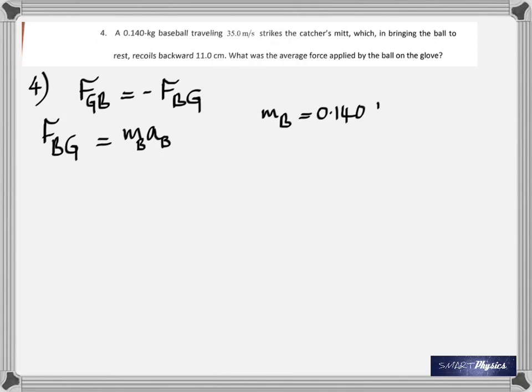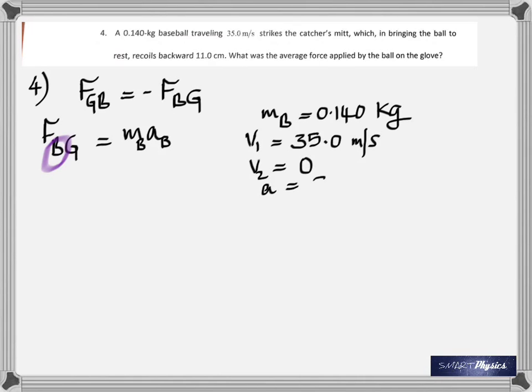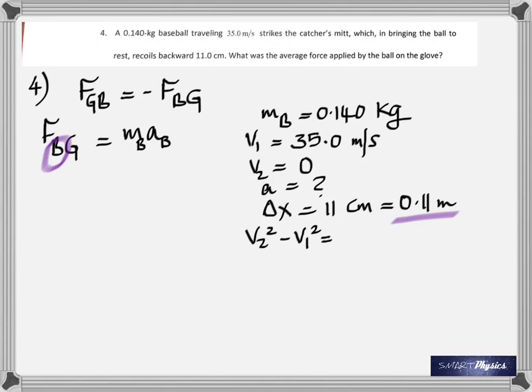Mass of the ball is 0.14 kilograms. Initial velocity is 35.0 meters per second. Final is 0. Acceleration we do not know, but we can find that. And do you remember the equation we're going to use? Centimeters must be in meters. Anybody? It is the equation that doesn't have time in it. That's correct. V2 squared minus V1 squared is 2a delta x, and make a the subject.